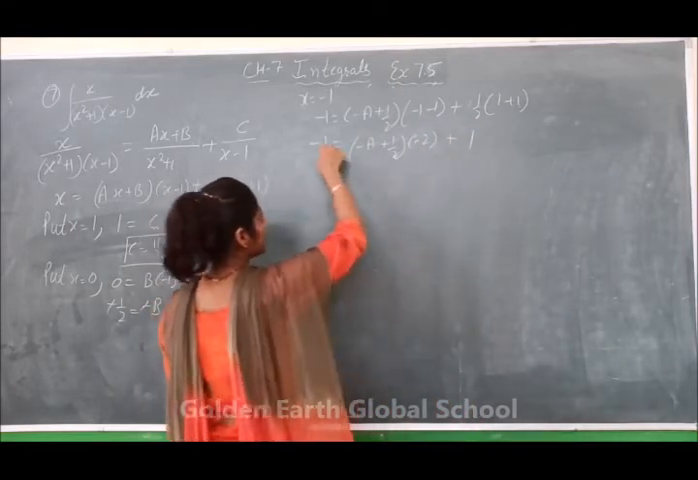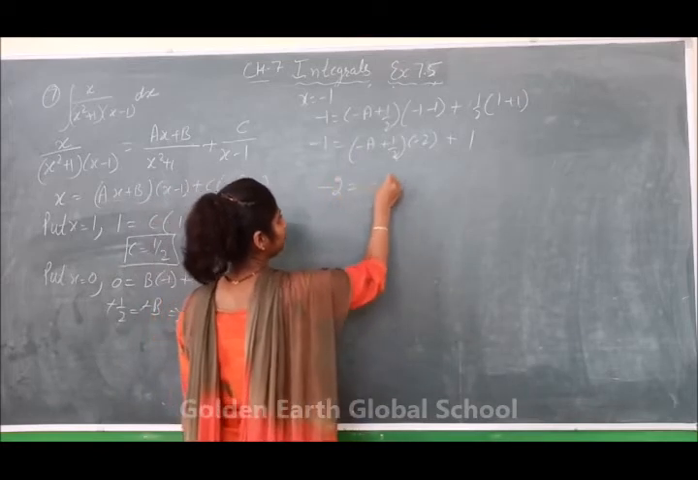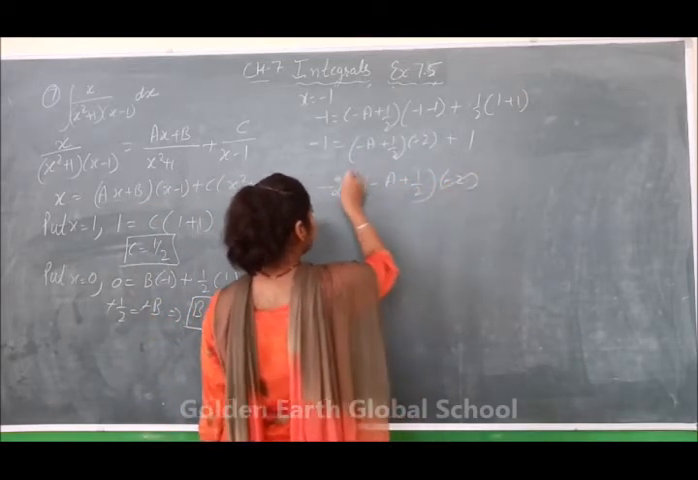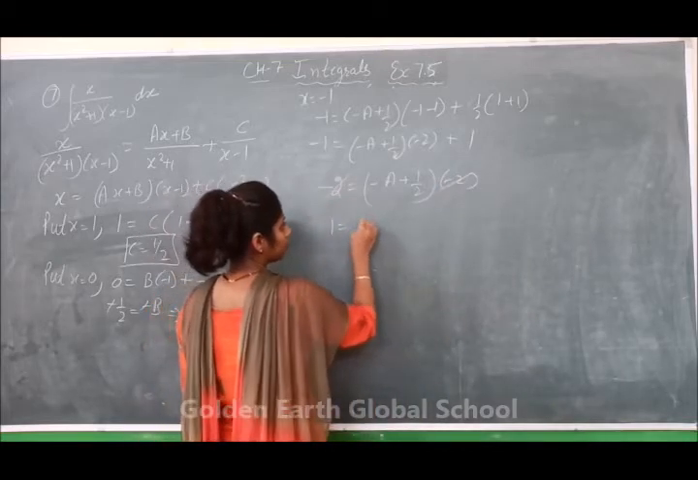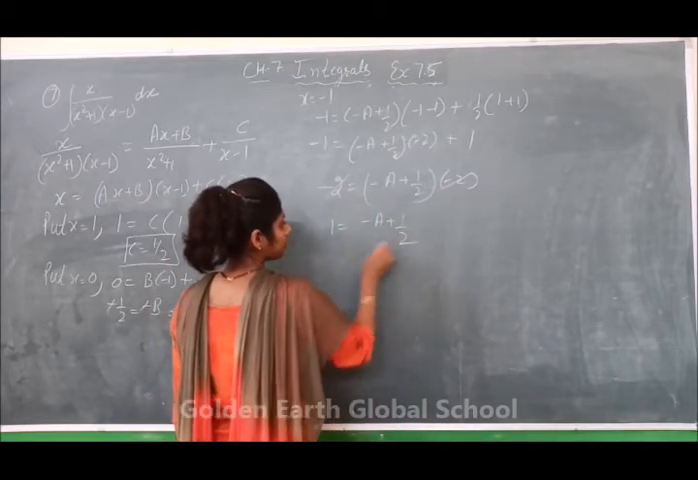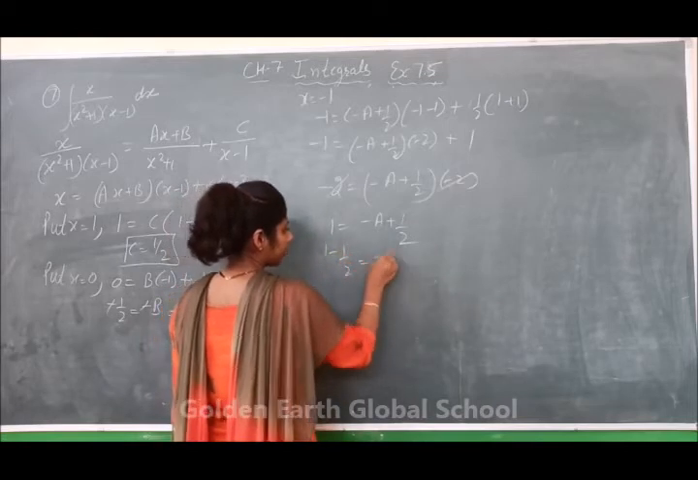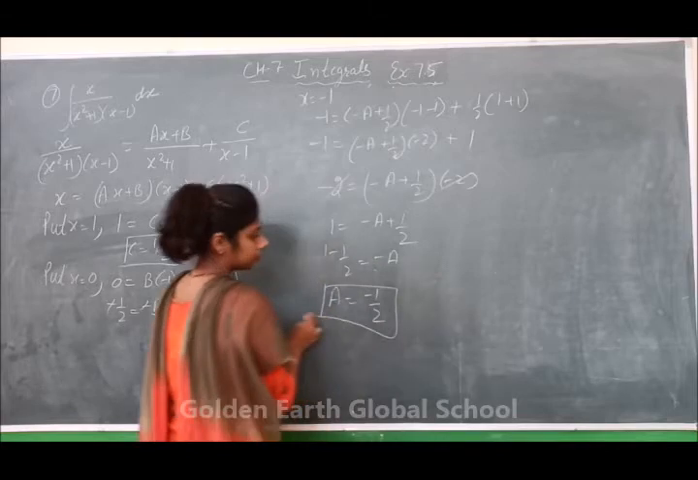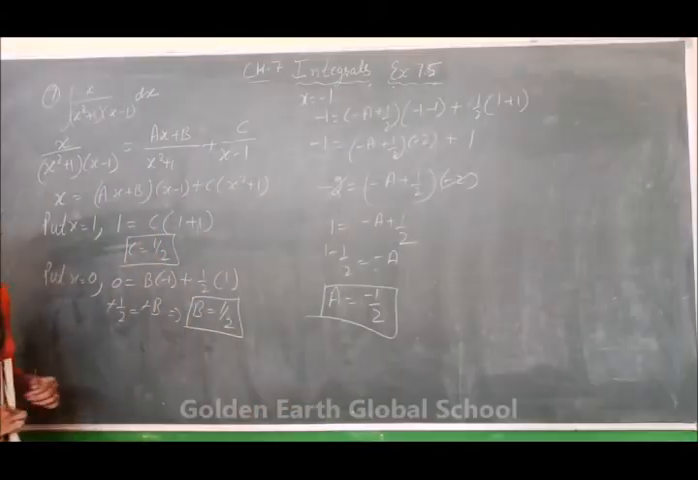If you will shift minus 1 to left hand side, minus 2. This minus 2 will get cancelled. So 1 equals to minus A plus half. 1 minus half equals to minus A. So A is equals to minus half. Clear? These are all the constants A, B and C.